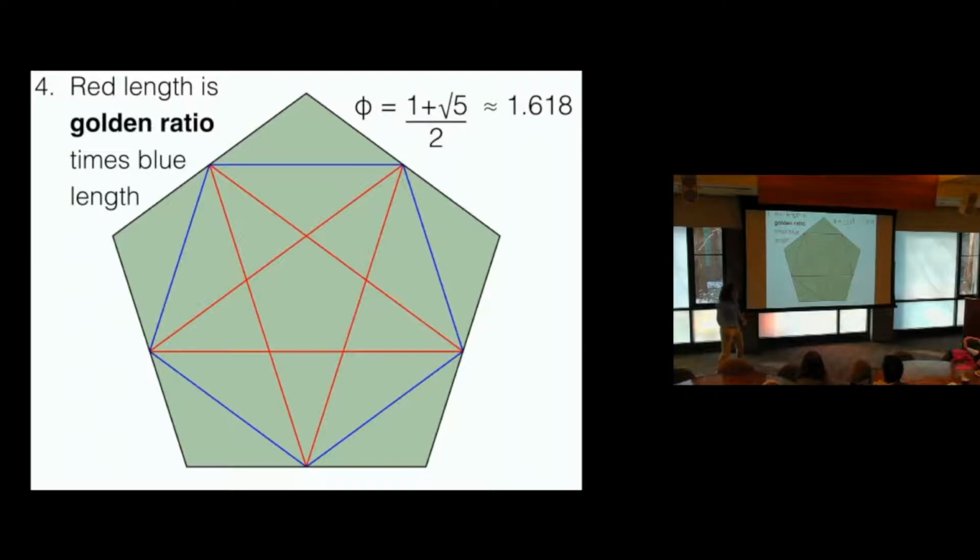OK. Now, the golden ratio is this number that has been admired since antiquity. People think that this ratio, the golden ratio, is a beautiful ratio. So in mathematical terms, it's about 1.6.